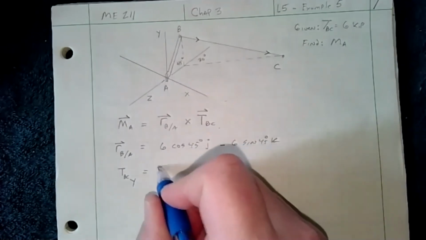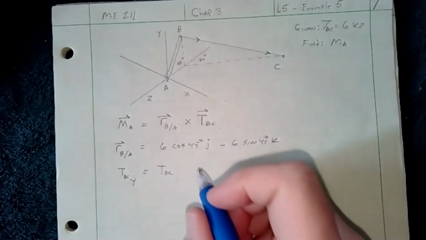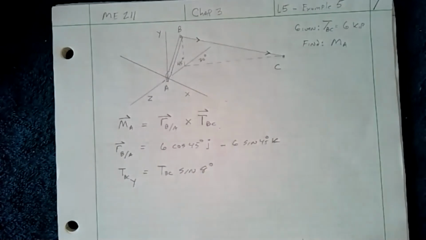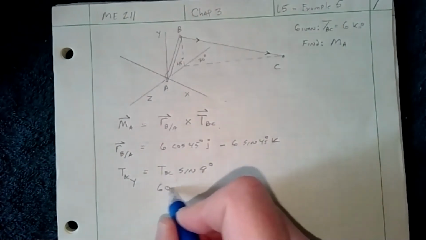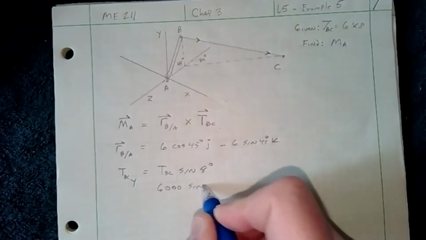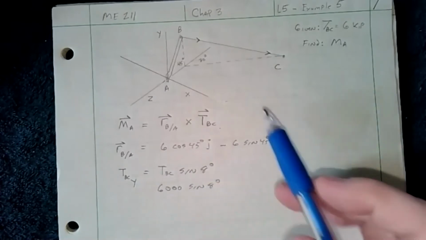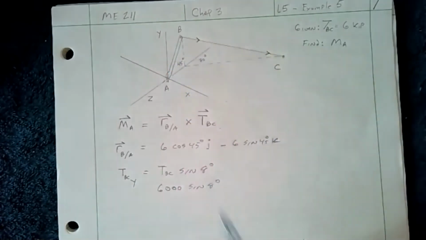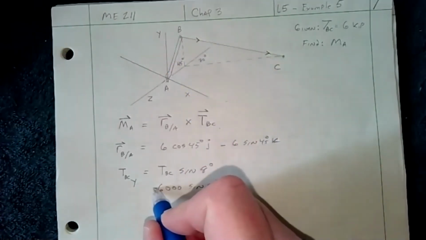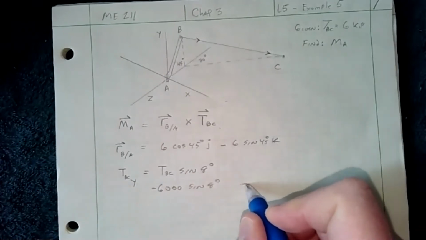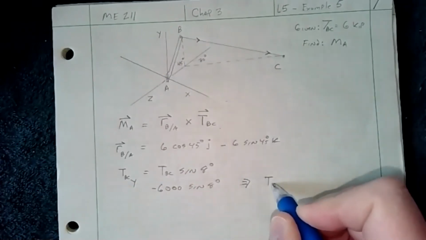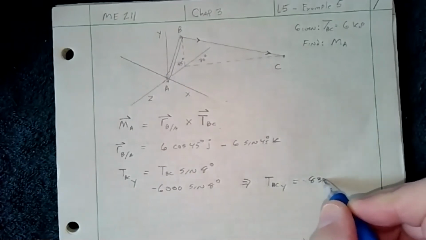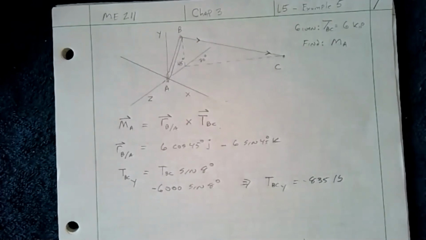the tension BC times sine of 8 degrees. So if we say 6,000 sine 8 degrees, and note that B is going in a negative Y direction, going from high to low, so that's going to be negative. So that's going to give us that T, B, C, Y equal to negative 835 pounds. So now you have that.